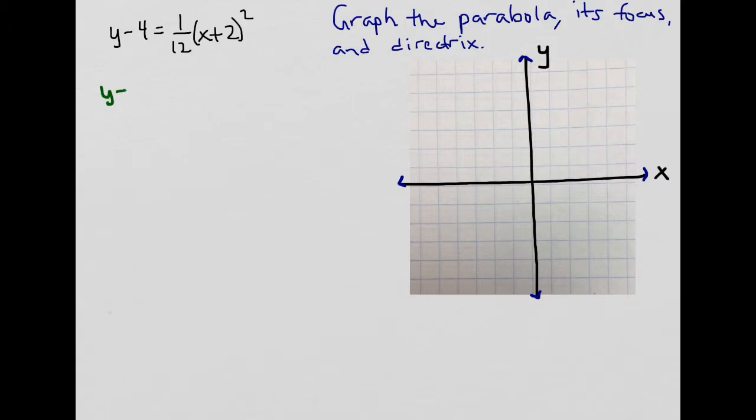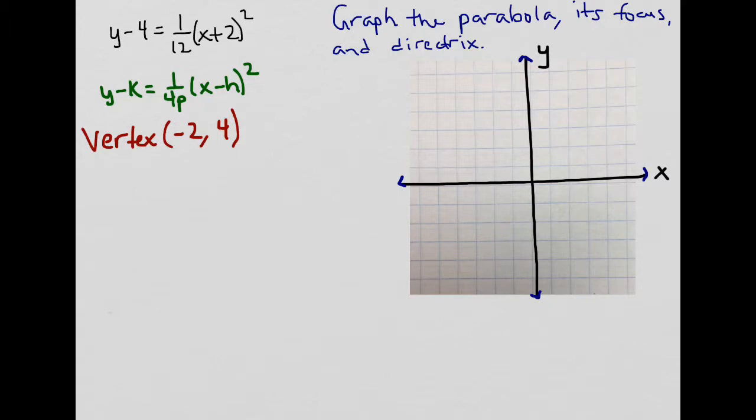So y minus k equals 1 over 4p times x minus h squared. So my h is paired with my x term here, and my k is paired with my y. So I'm going to go ahead and pull them out. So my vertex is going to be -2, 4.